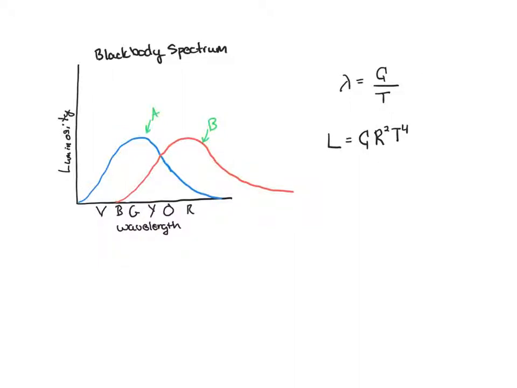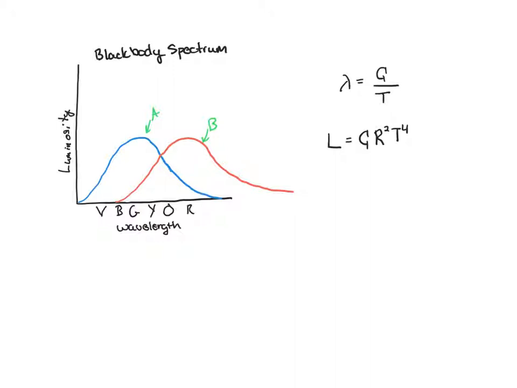What we're going to unpack today is how to gain information about stars from a blackbody spectrum. So what I've drawn here is a blackbody spectrum, and we have star A and star B that we are going to compare. Now the first information we can get from a blackbody spectrum is relative temperature. And to get relative temperature, we want to use the wavelength of greatest luminosity.